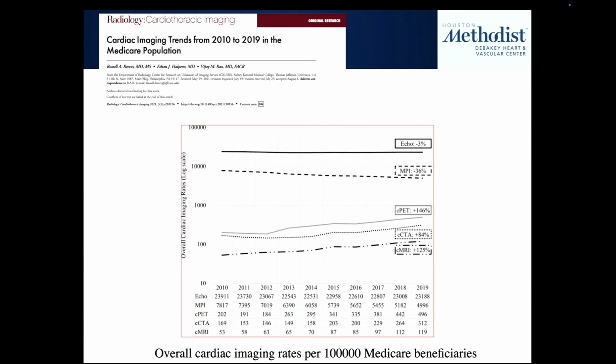If we look at this, this is some data published in Radiology Cardiothoracic Imaging a few years ago, which really showed, if we look at this Medicare data, the number of echo studies that were done over the last couple decades, you can see that they've been pretty flat. The number of stress SPECT perfusion studies actually have been going down. But what you notice is that there's an increase in PET, CT, and MRI.